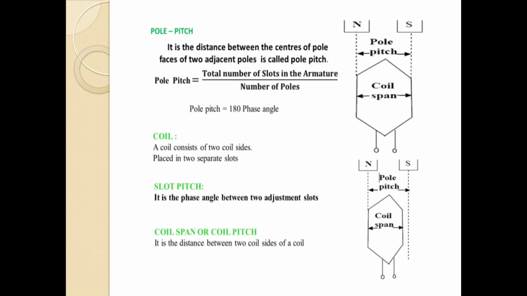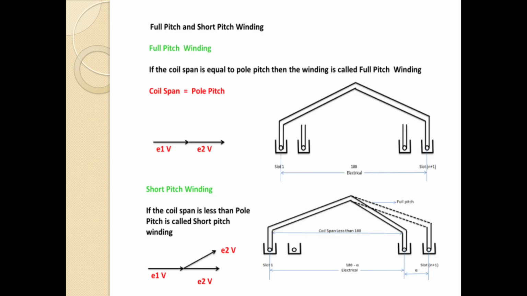Pole pitch means the distance between the center of a pole face to the adjacent pole, called pole pitch. Pole pitch is equal to the total number of slots in the armature divided by the number of poles. Coil: a coil consists of two coil sides placed in two separate slots. Slot pitch: the phase angle between two adjacent slots is called slot pitch. Coil span or coil pitch: the distance between two coil sides of a coil.